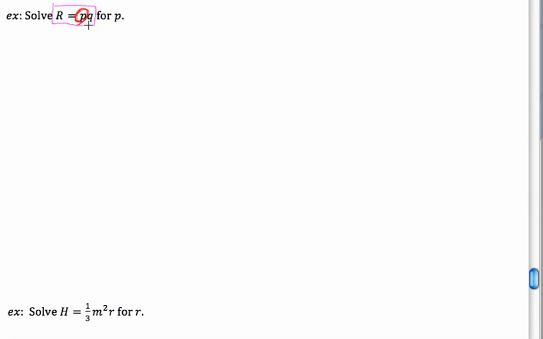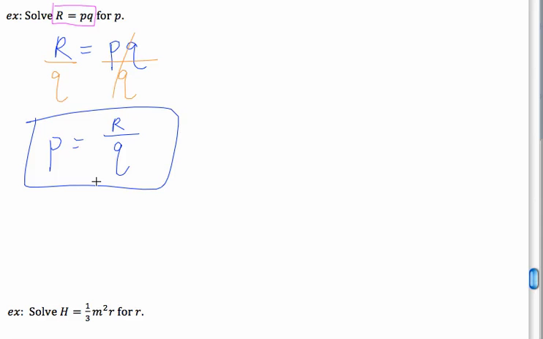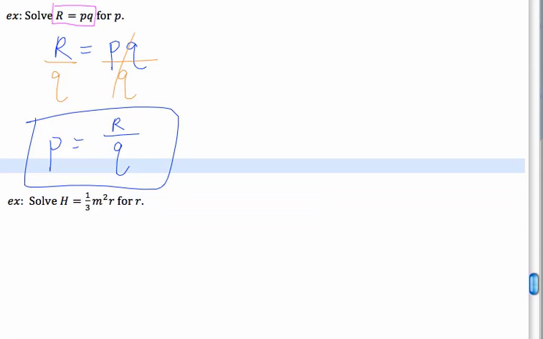So to do that, you have to get rid of the q. So we would need to divide both sides by q. Let me rewrite this. R equals pq. So if we divide both sides of this equation by q, then we get p equals r over q. Okay, that's how you can solve an equation that has multiple variables for any one of those variables.